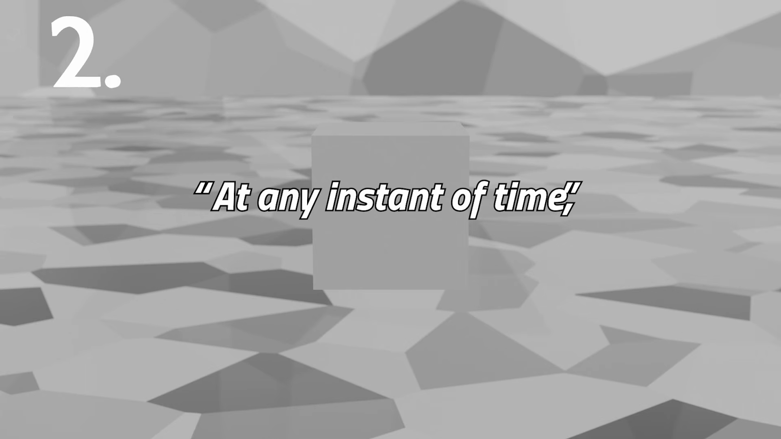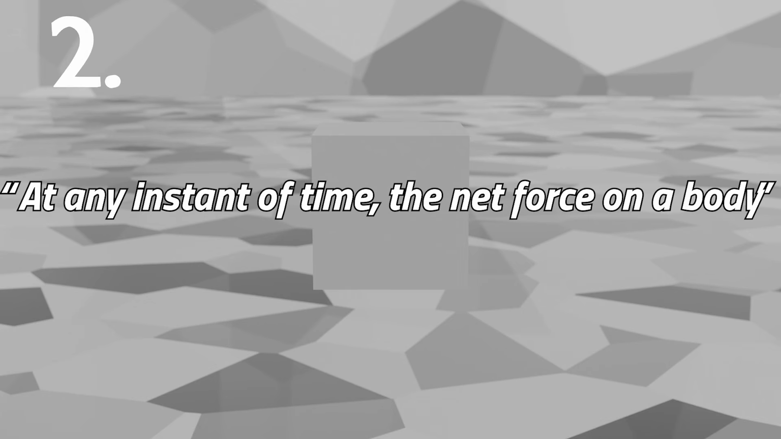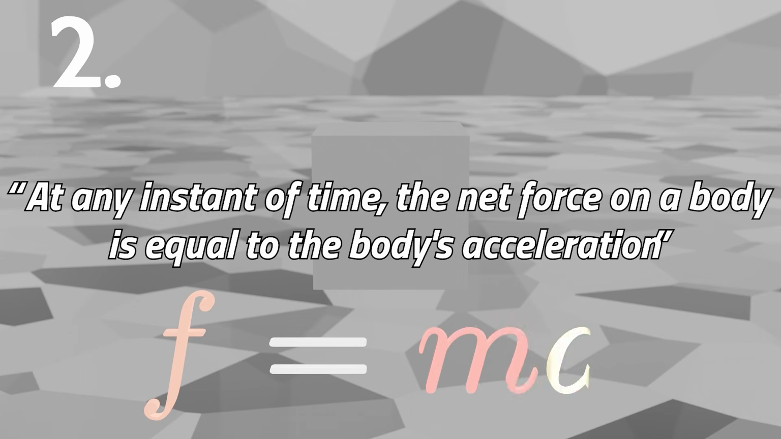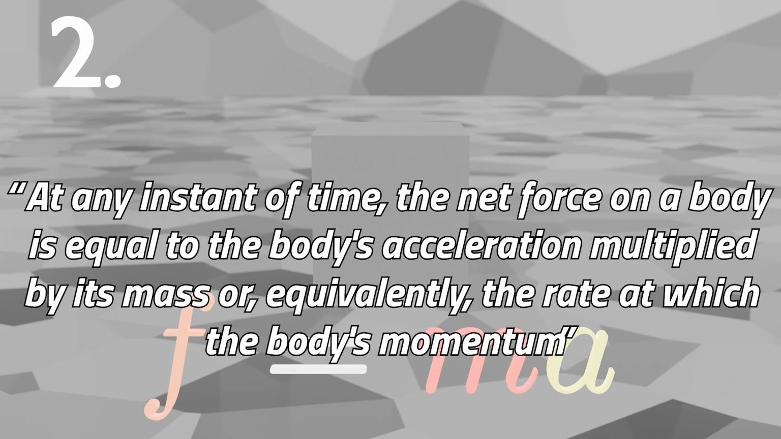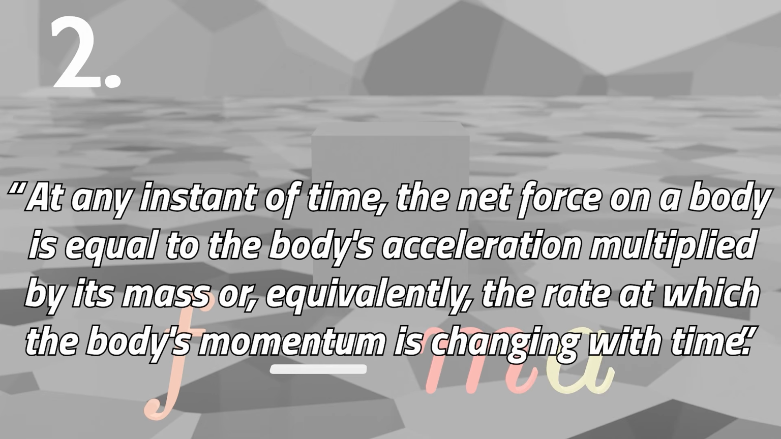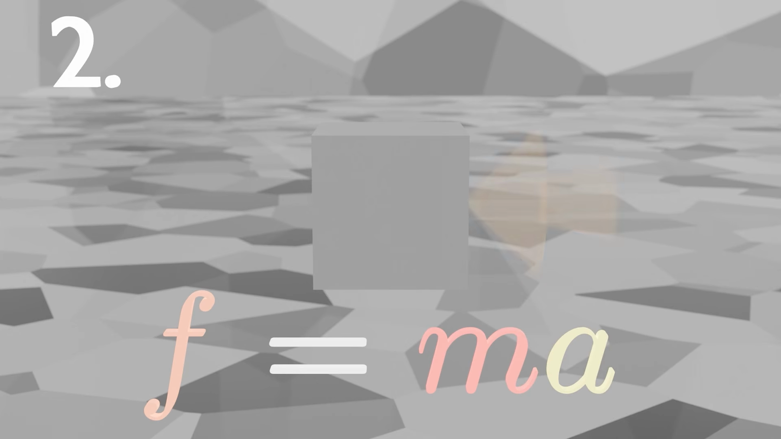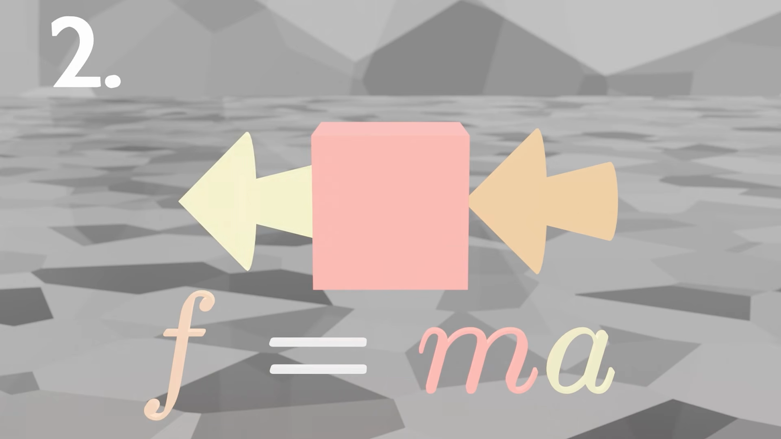If something is moving, or rather if we want to change that movement, we do it using the concept of a force. But that's only 1/3 of Newtonian mechanics, because next we have the second law, which states that at any instant of time, the net force on a body is equal to the body's acceleration multiplied by its mass, or equivalently, the rate at which the body's momentum is changing with time. So basically, if we apply some kind of force onto our cube, then if we know the cube's mass, we can figure out by how much it will accelerate. That's simple enough, elementary school physics level.